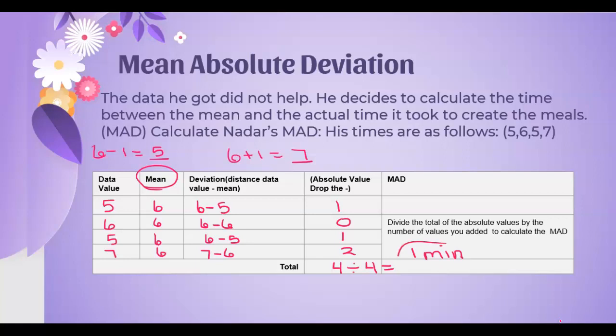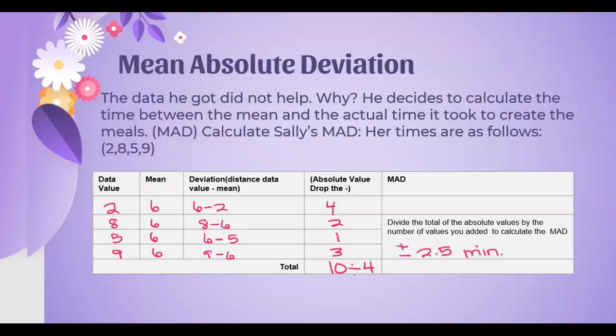Okay, because his deviation is 1 minute. It's smaller than Sally's. Look here, Sally, her mean absolute deviation is 2.5. So she's going to take anywhere from 6 minus 2.5, that's going to be 3.5. Anywhere from 3.5 minutes to 6, 7, 8.5 minutes. We add, plus or minus that 2.5 minutes.